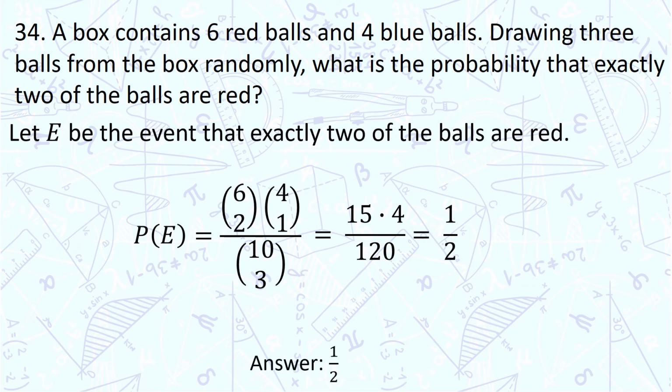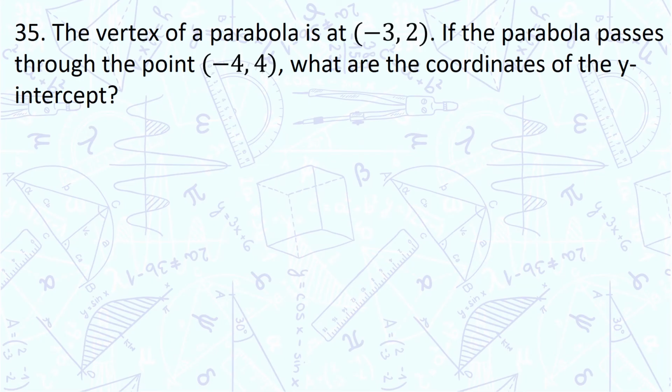Number 35. The vertex of a parabola is at negative 3, 2. If the parabola passes through the point negative 4, 4, what are the coordinates of the y-intercept? Let us use the vertex form of the equation of the parabola. That is, y is equal to a times the quantity x minus h squared plus k. Then let us substitute the vertex negative 3, 2 to h, k respectively, and the point on the parabola negative 4, 4 to x, y respectively. So we'll get the value for a.